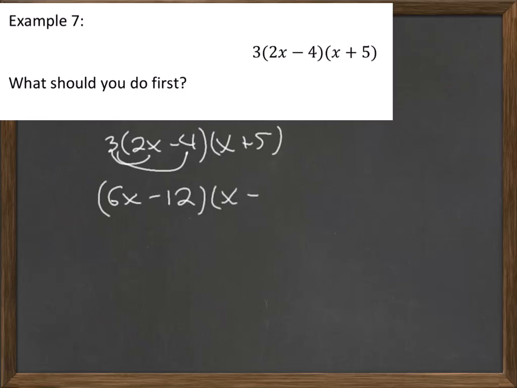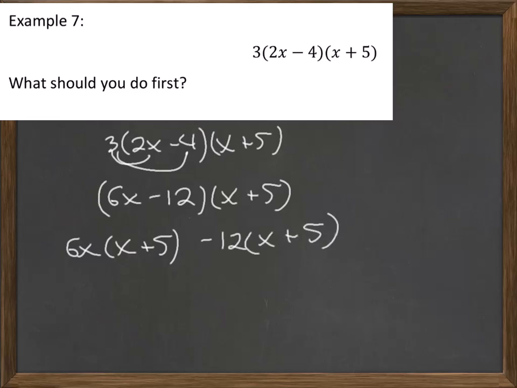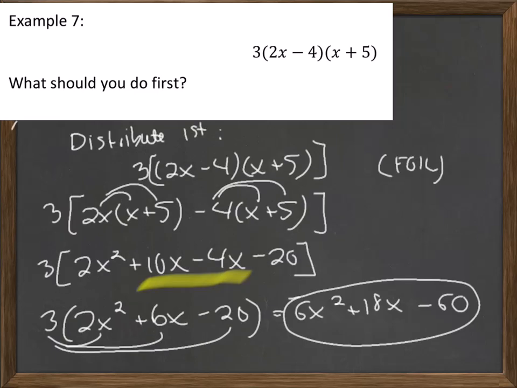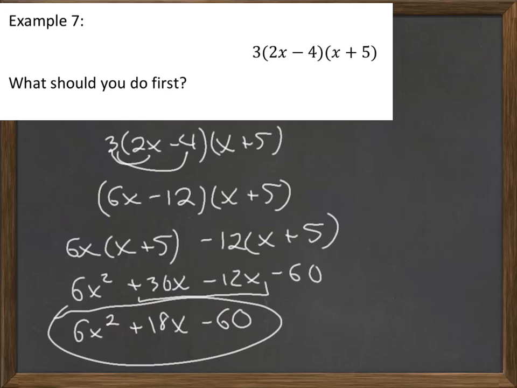Then from there, I could use FOIL. If you want to use FOIL, that's totally fine. I'm going to demonstrate the distribution method here. So it's going to look like this. This gives me 6x squared plus 30x minus 12x minus 60. Again, the middle terms are like terms, so we have 30 minus 12, which is 18. Notice if I toggle back to this page, we got 6x squared plus 18x minus 60. That is the exact same answer that we got here.